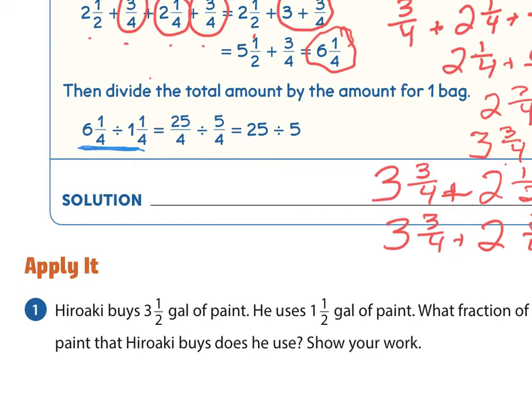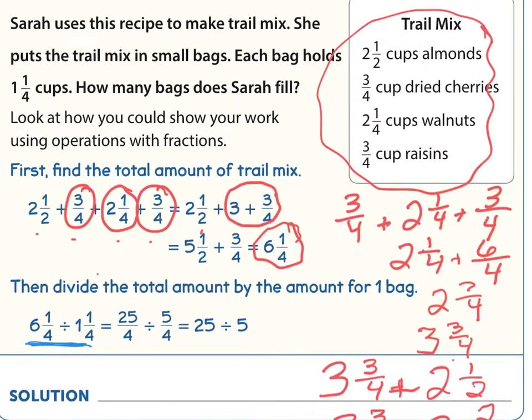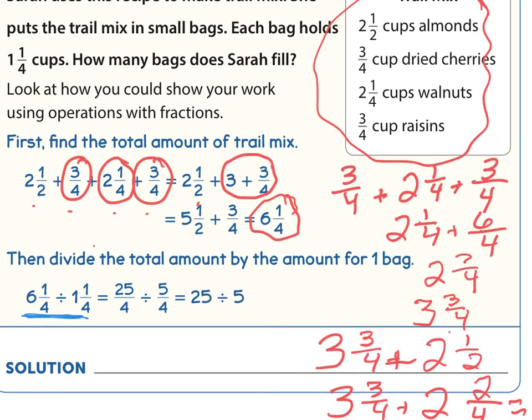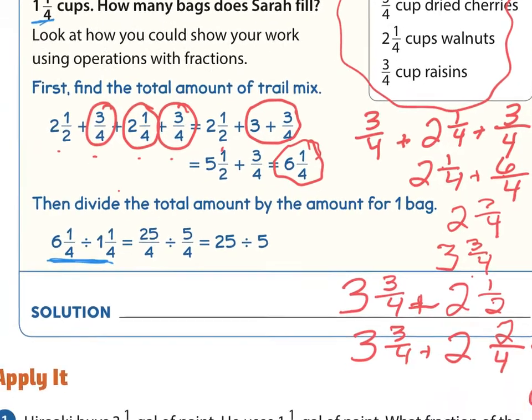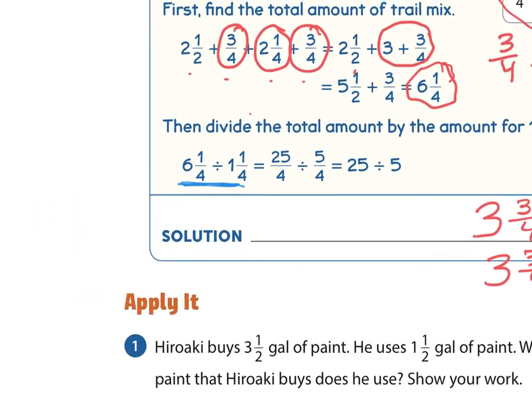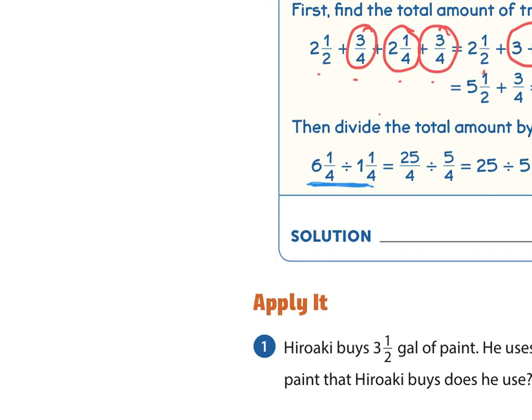Okay, but I am not done yet, because now I have to go and do 6 and 1/4 divided by 1 and 1/4, because we have our total amount, and now we're seeing how many, if you remember back to the original problem. Okay, the original problem said that each bag can hold 1 1/4, and we have a total of 6 and 1/4. Okay, let me give myself some more room here. So we have 6 and 1/4 divided by 1 and 1/4.